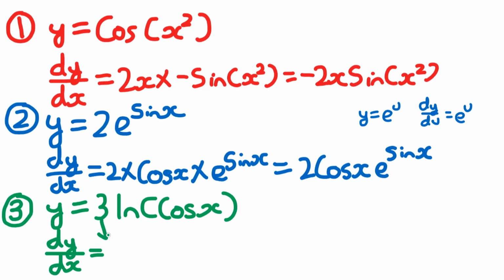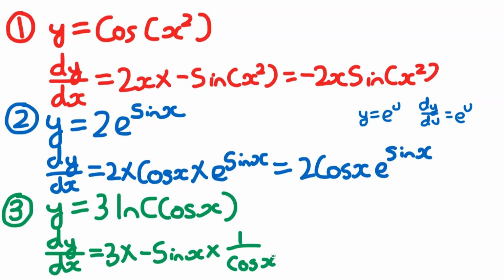Dy over dx is going to be, so this coefficient transfers down again, so it's 3 multiplied by. The inner function is this cos x, and the outer function is this natural log. So the inner function differentiated is cos x differentiated, which is minus sin x, and this is multiplied by the outer function differentiated, which is this natural log differentiated. And remember back to the first video in this chapter, when you differentiate a natural log it becomes 1 over x, but because we've got cos x here as the inner function, it's going to be 1 over cos of x here, because when you differentiate the outer function, the inner function is still present.